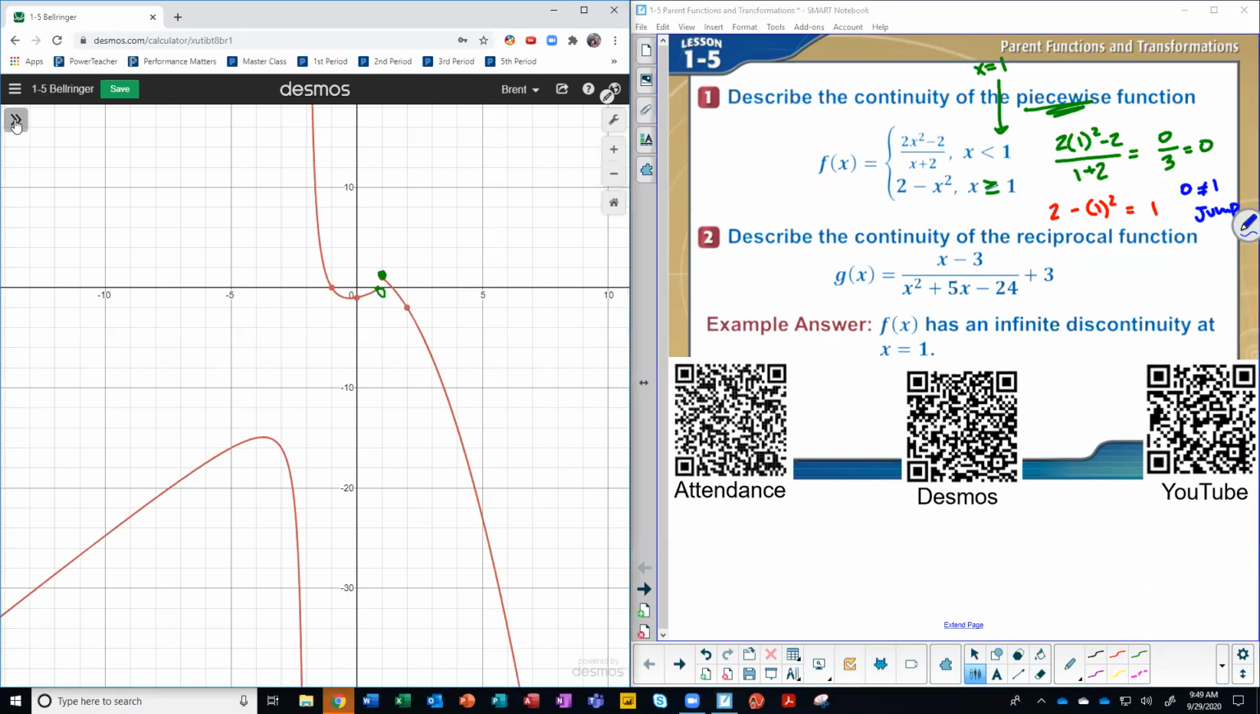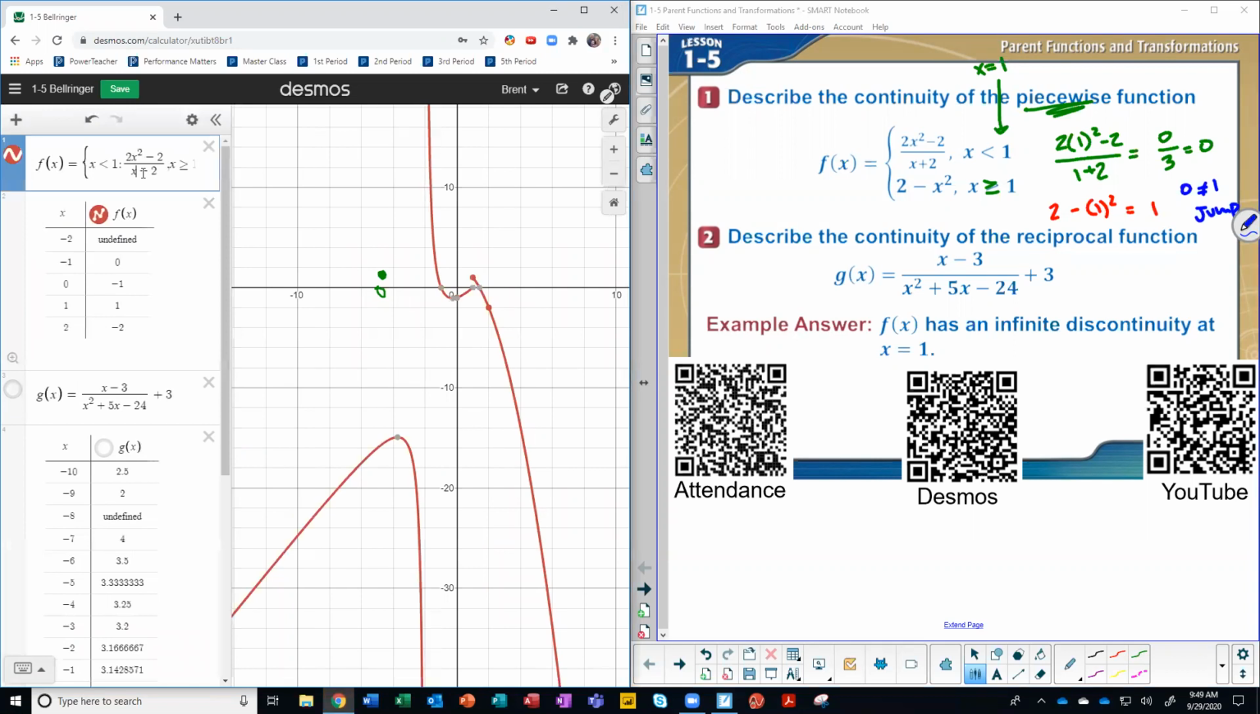Let me show you. If I change my equation just slightly, this is no longer a jump. You see how this graph connects right there? And it's not an open circle. This would be removable because now it's an open circle. That would be removable.